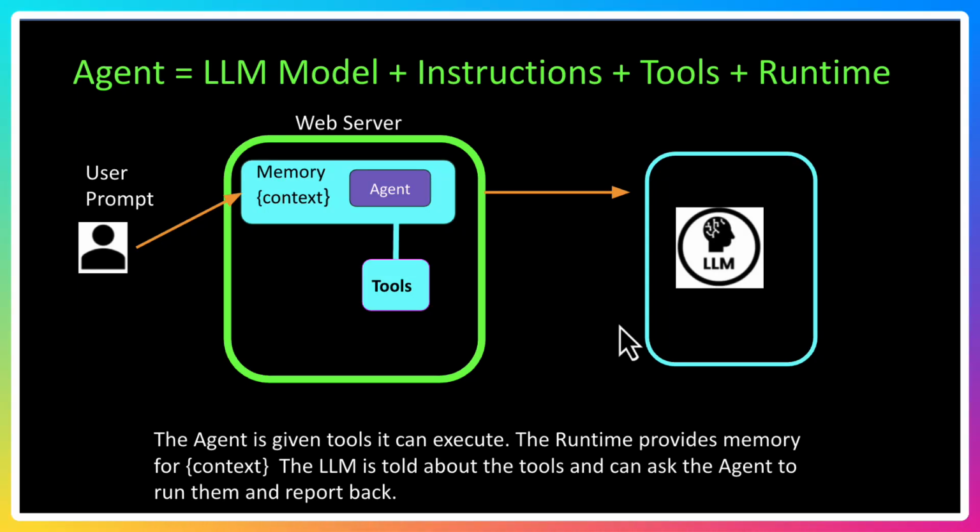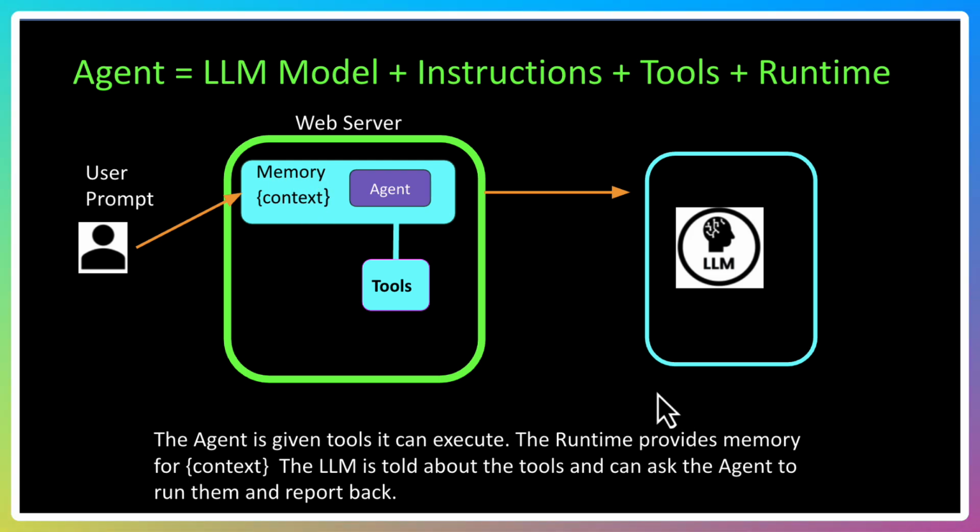So let's take a look at agentic computing. So the first thing is, what is an agent? Well, an agent is basically an LLM model plus instructions plus tools, but also memory, for example, and we call this the runtime. The agent is running in some kind of container, perhaps on your own machine, but also up in the cloud. And we can store data in memory.